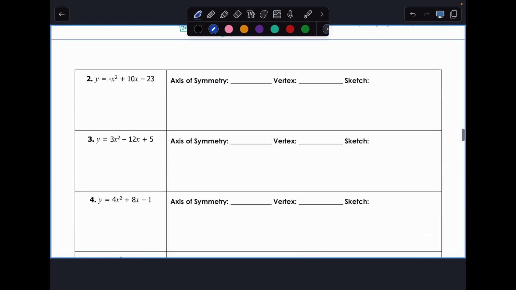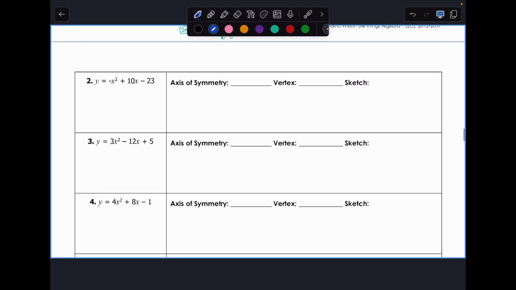Here we go. Let's try this one. Number 2, and then I'll give you a break. So if you need to go potty, you can go potty. If you need to go get water, you can go get water, and then just come back in 5 minutes. Okay? All right, here we go.